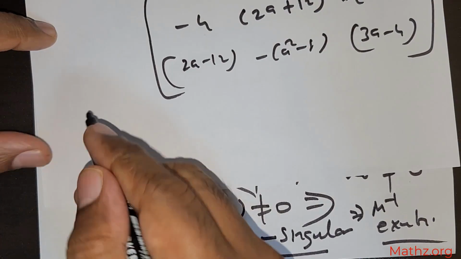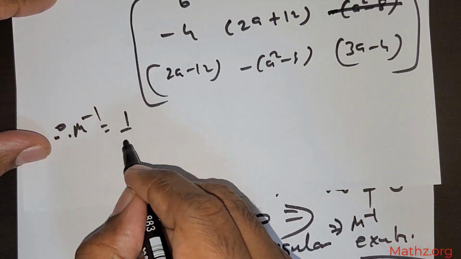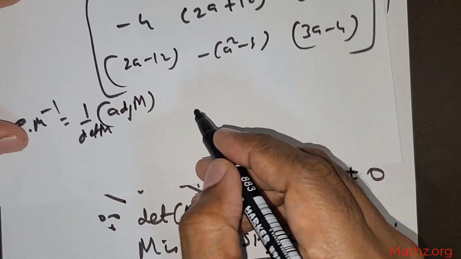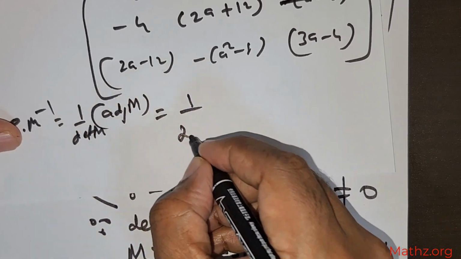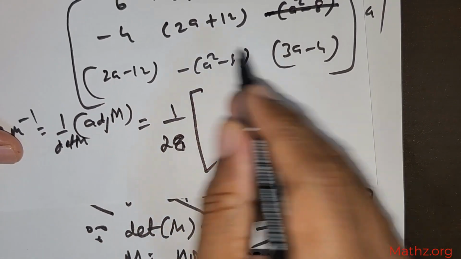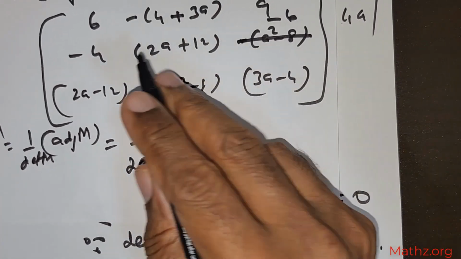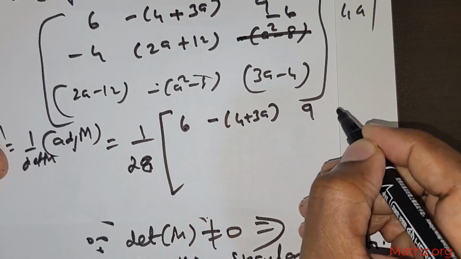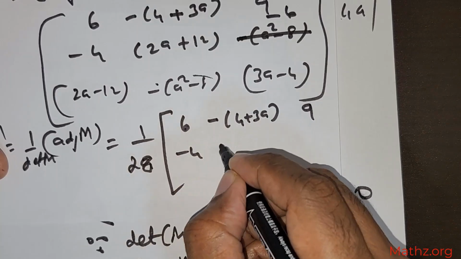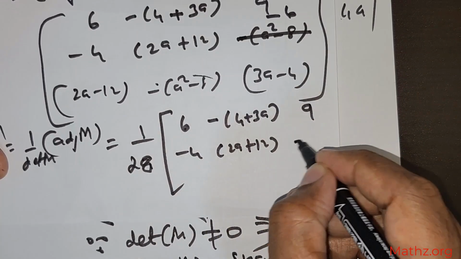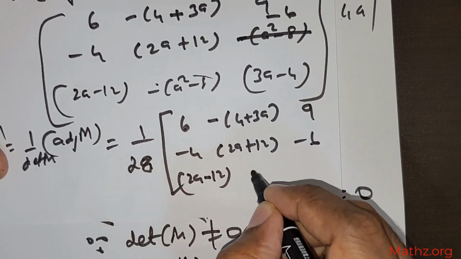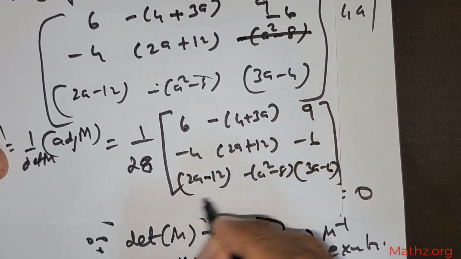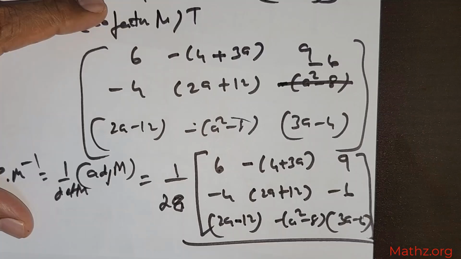So the inverse, therefore M inverse is equal to 1 over determinant of M multiplied with the adjoint of M. So that is equal to 1 over 28. Determinant is 28, right? So 1 over 28 of this matrix, or I would say the elements there. So 6 negative of 4 positive 3A, this is going to be 9, so negative 4, 2A positive 12, negative 6, and 2A negative 12, negative of A squared negative 8, and 3A negative 4. So that is the solution for this question.